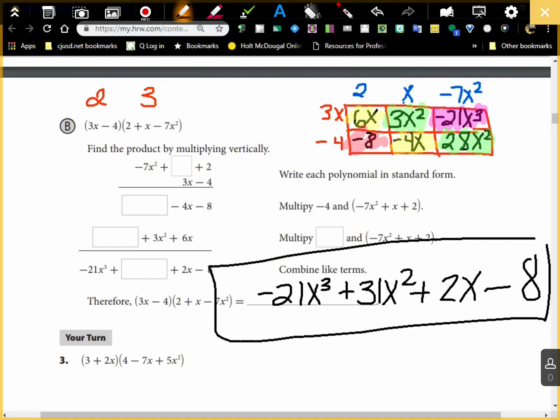So feel free. Again, they're showing this vertical method. The vertical method leaves a lot of room for error. So I'm going to discourage it and not actually go over that with you. Okay? But instead, I'm offering you another alternative of the area method. All right, so I'm going to do number 3 with you, and then you guys will try number 4.